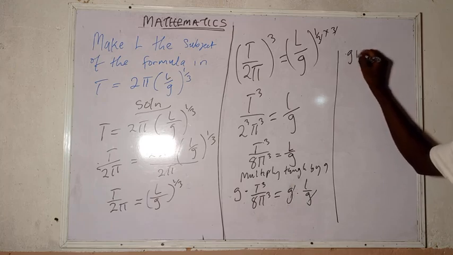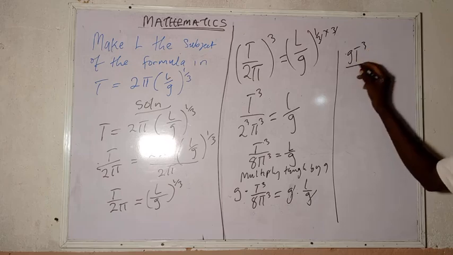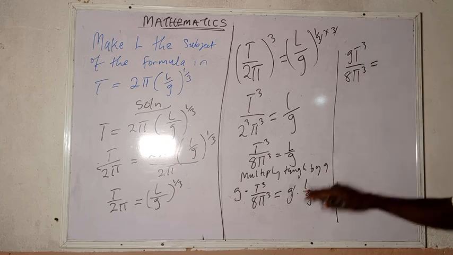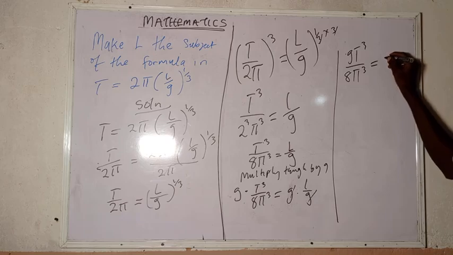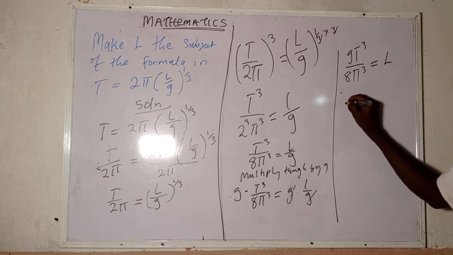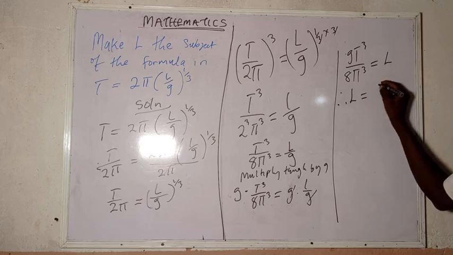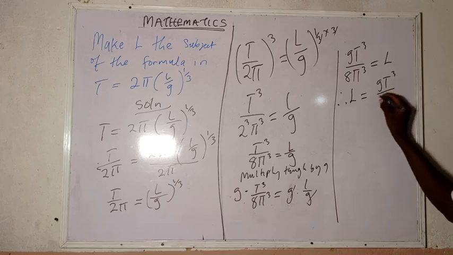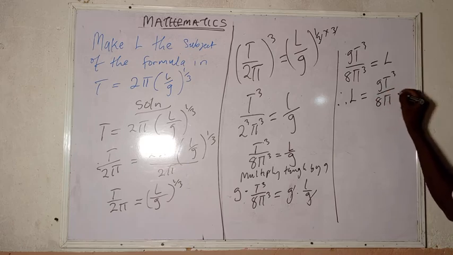Here we have G T cubed all over 8 pi cubed, is equal to L, where G cancels out, remaining L here. Therefore, L is equal to G T cubed all over 8 pi cubed.